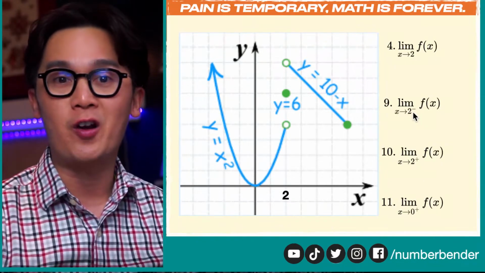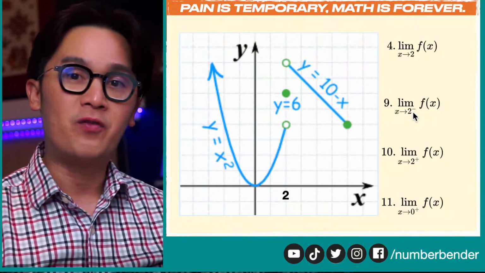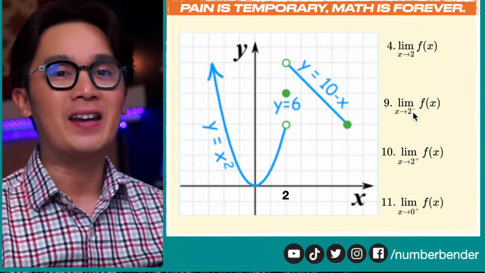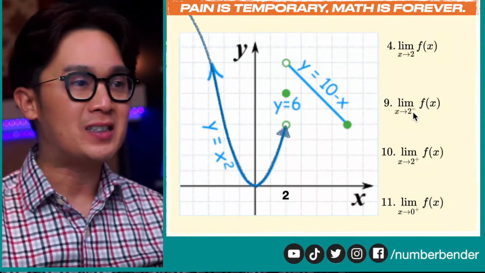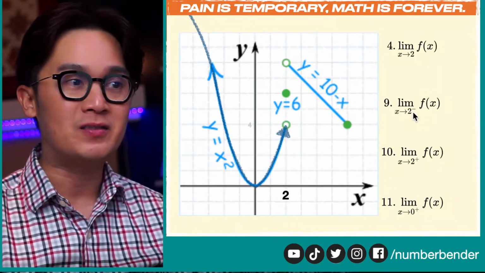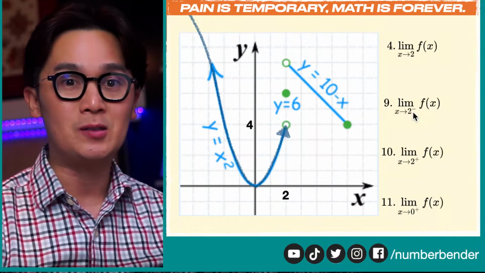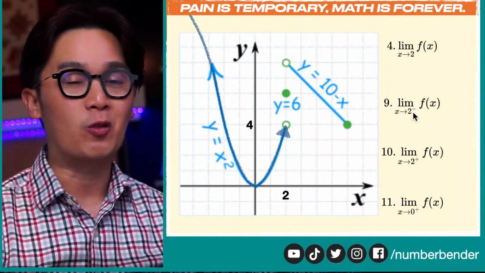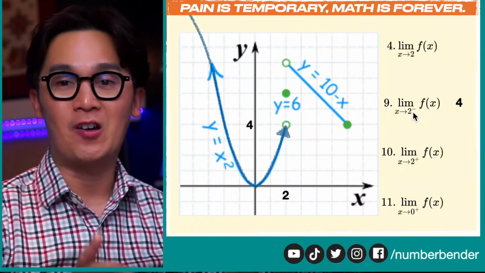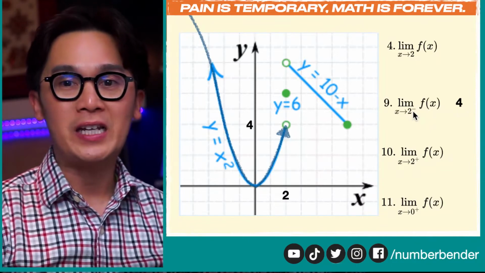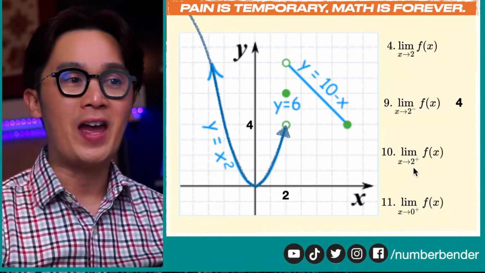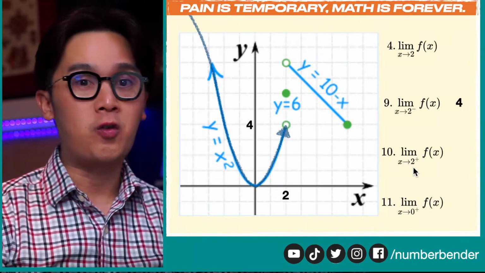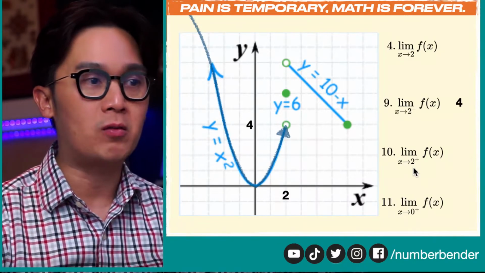So we're only concerned on one side of the function, which in this case is the negative side. Coming from this side, our value of f of x as x approaches 2 from the left is going to be 4, and it exists because we're only concerned about one side of the limit. So for number 9, with this notation, it exists because it exists at 4.